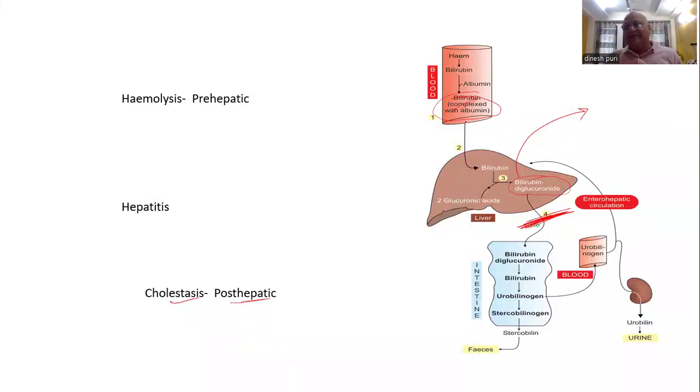The liver cells are not diseased, so they are able to take up the bilirubin. So there is no problem there. So the unconjugated bilirubin will remain normal. One more point. So what happened in cholestasis? Conjugated bilirubin will rise, unconjugated bilirubin will be near normal.